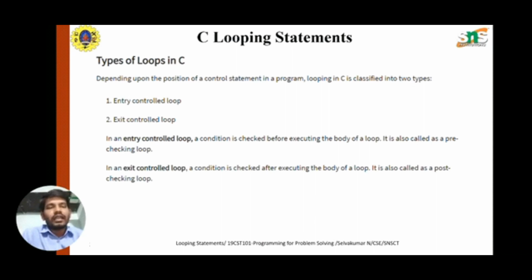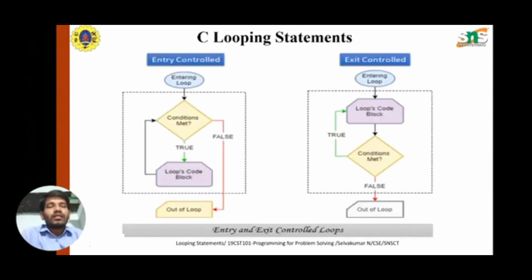So what is the difference between entry and exit? When we write a C program using a loop, we have two different types: entry and exit. Entry means it checks the loop condition first and then enters the body of the program. Exit means it executes the block of code first and then checks the condition of the loop. So that is the main difference. We have to be clear about the two types before we use the loop. This is the flow diagram for the two different looping statements, entry controlled and exit controlled.